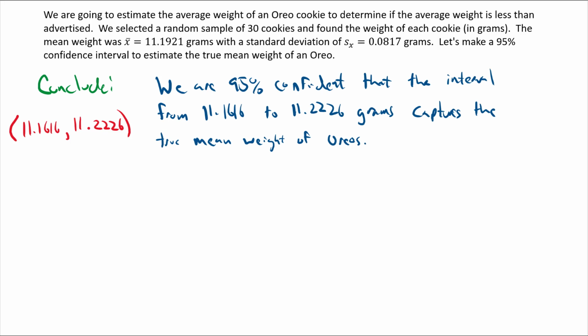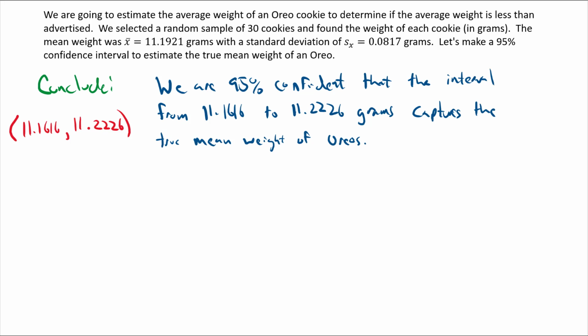So we are 95% confident that the interval from 11.1616 to 11.2226 grams, make sure to include the grams for what you're talking about, captures the true mean weight of Oreos. So you have to include the context there as far as what you're talking about. So you're 95% confident that the interval you came up with captures the true mean weight of, in this case, Oreos.